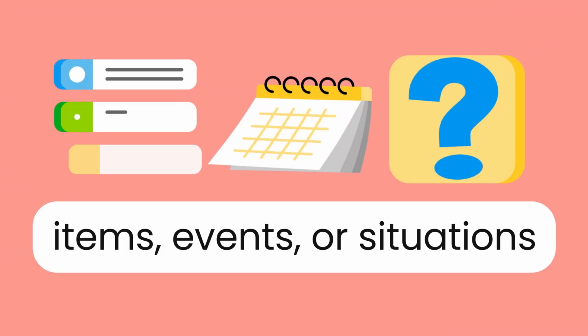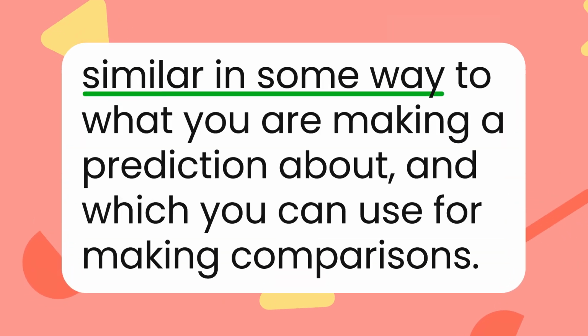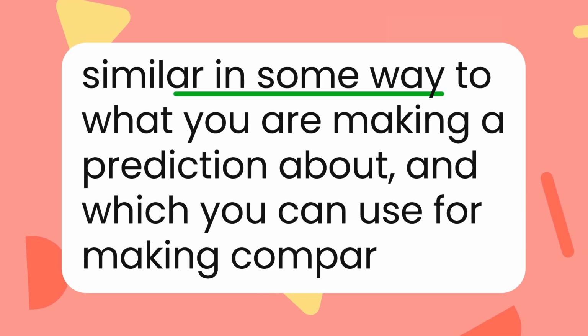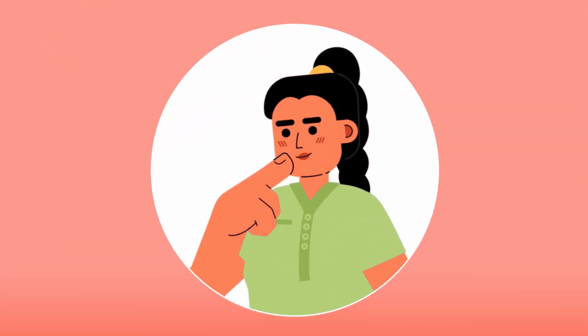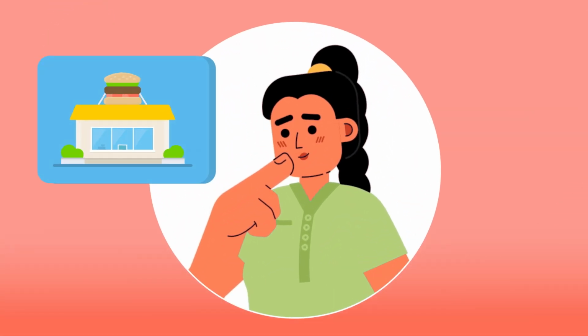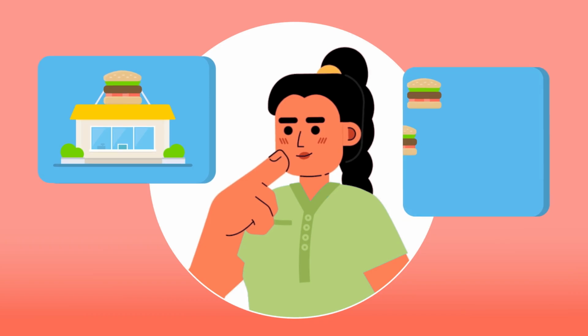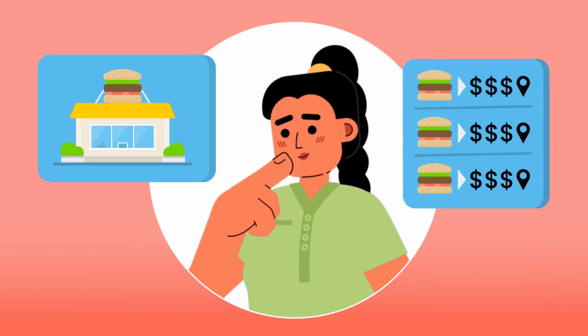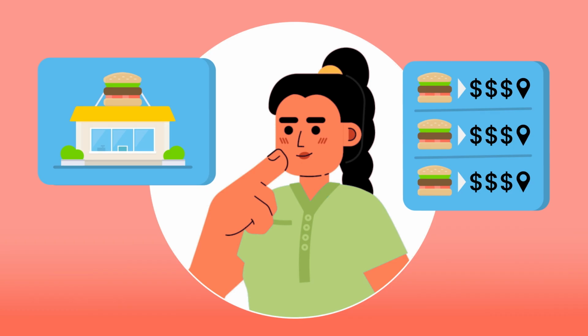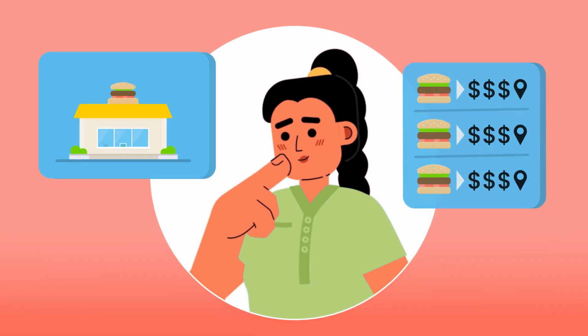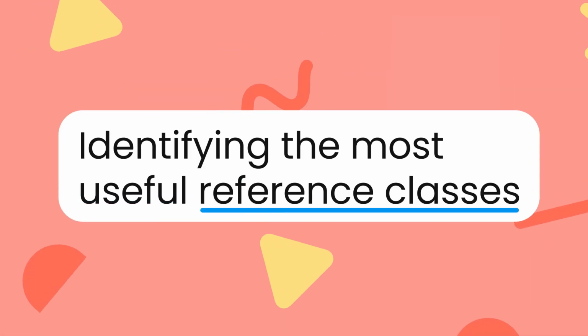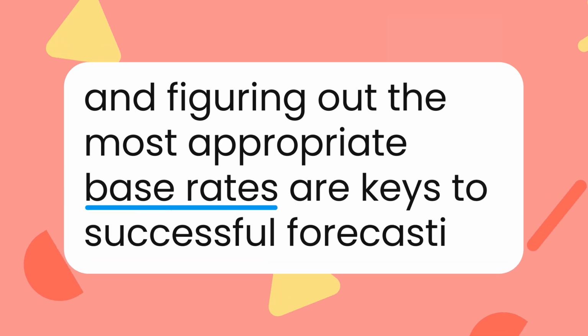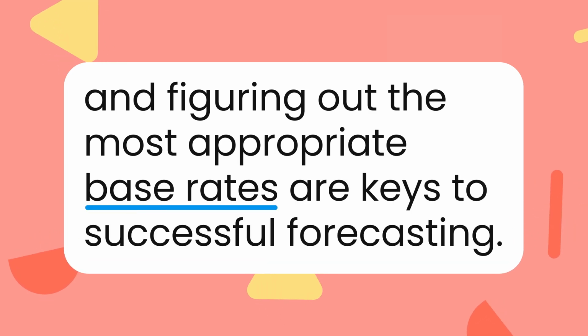You may not have heard the terms reference class or base rate before, but you probably have used them. A reference class is a group of items, events, or situations that are similar in some way to what you are making a prediction about, and which you can use for making comparisons. Most of us use reference classes all the time when making decisions about our daily lives, often without even realizing it. When successful forecasters identify reference classes, they focus on finding the most suitable comparisons for the subject that they're forecasting.